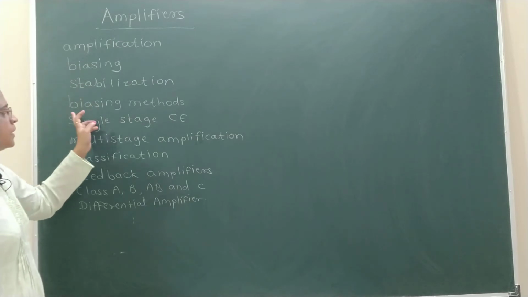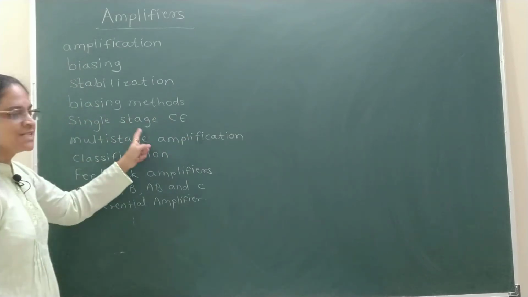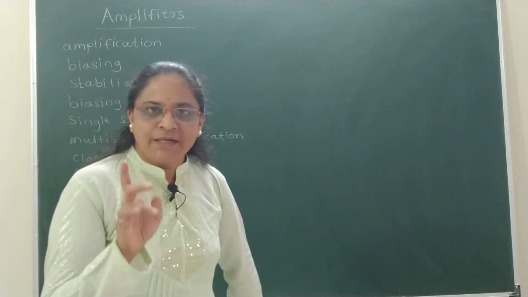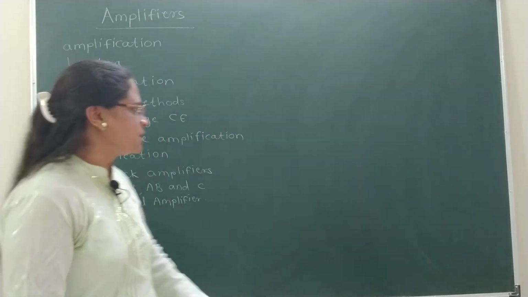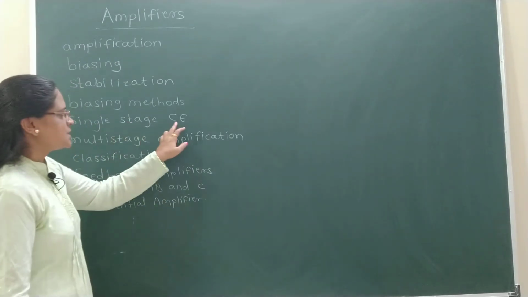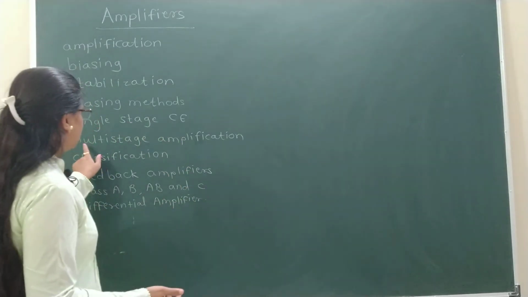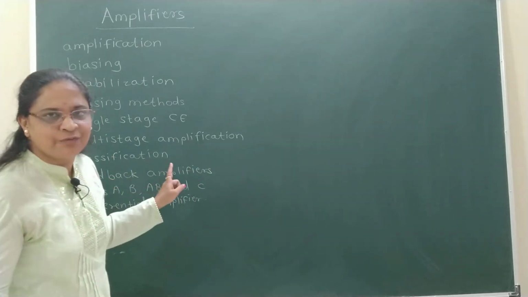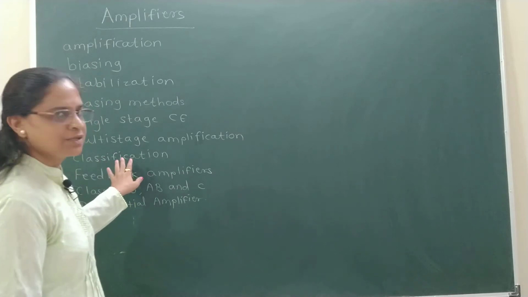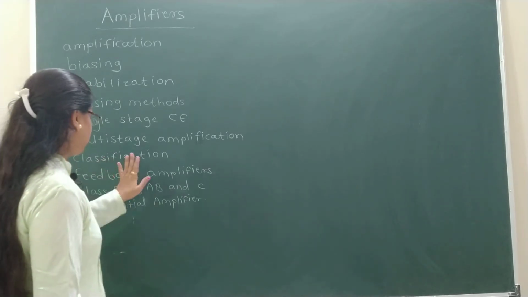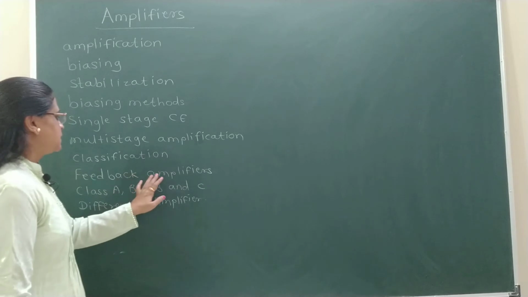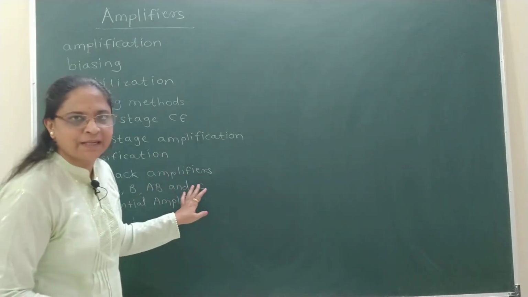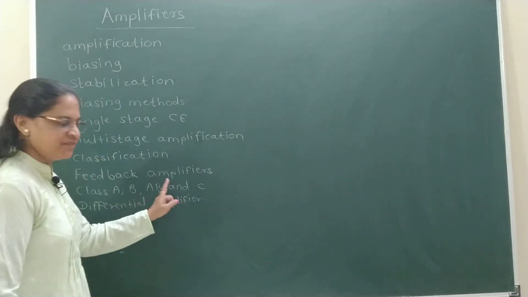New terms, different biasing methods, single stage CE amplifier, common emitter configuration. Already you might have studied this in the study of transistor chapter. So how can a transistor in single stage CE configuration be used? What is the necessity of multi-stage amplification? Different types of amplifiers, that is the classification of amplifiers. Then a transistor can be used in an amplifier, but how can feedback be introduced in an amplifier? That is the feedback amplifiers part.